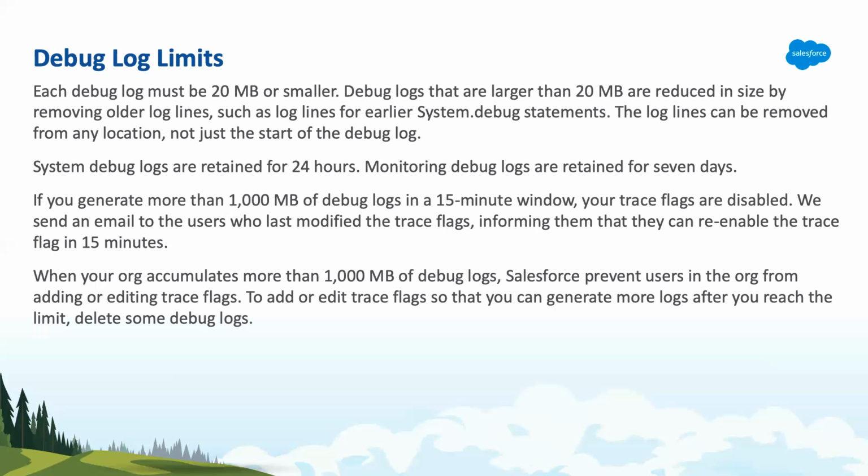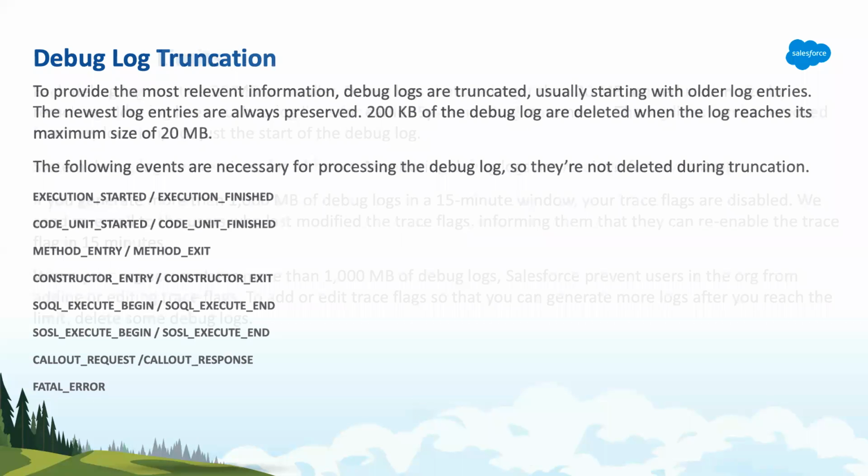When your org has accumulated more than 1,000 MB of debug logs, Salesforce will prevent users in the org from editing the trace flag. Which means you cannot generate more logs after you reach the limit. You have to delete the rest of the debug logs. Otherwise, it won't preserve the debug logs.